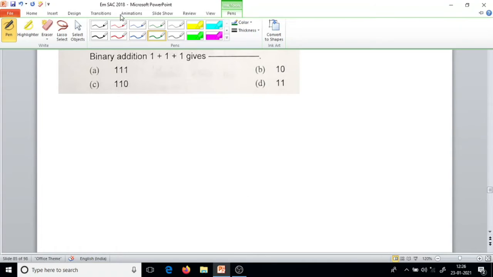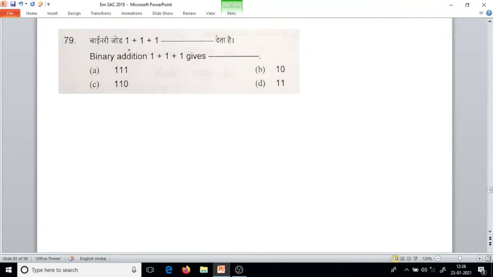Question number 79. Binary addition 1 plus 1 plus 1. So we are adding 1 plus 1 equal to 10. We have to add one more 1 to it. So it is 11. So the answer is option A, 111.